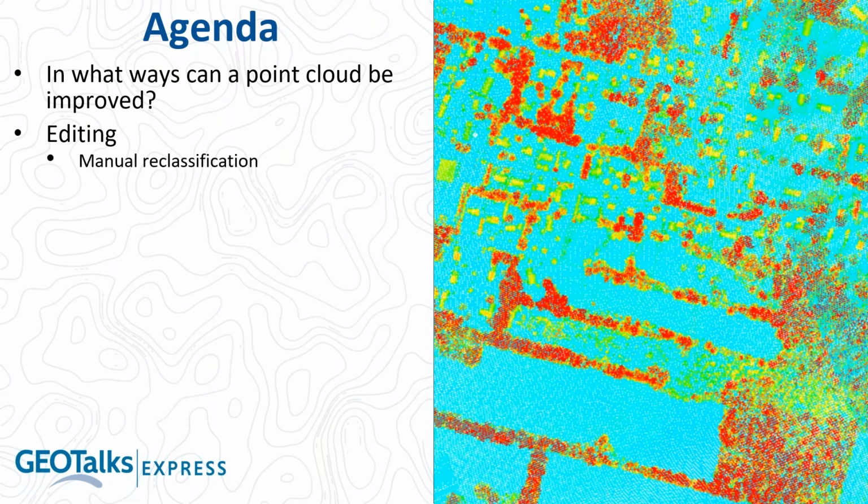Editing may be simple manual reclassification, selecting a point and changing some of its characteristics. Billy's going to show us how that works. You can do that from multiple perspectives: top-down, profile view, even 3D view. That selection and reclassification can be initiated using multiple components of the software.